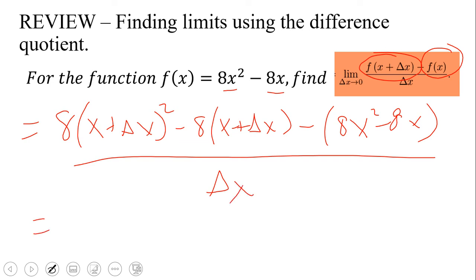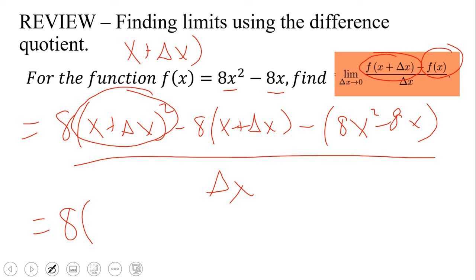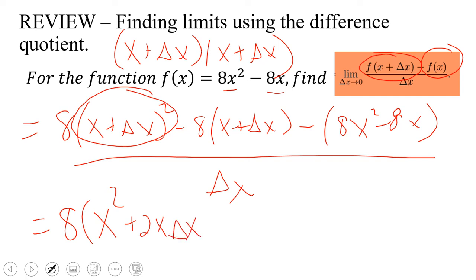So in my next step, I'm just going to do the numerator. So if I just do the numerator, I'm going to get an 8. And then I have to actually FOIL x plus delta x. So that's x plus delta x times x plus delta x. X times x is x squared. X times delta x is x delta x, and there would be 2 of them. So that's 2x delta x. And then delta x times delta x is the quantity delta x squared. So that's just what I get when I do the FOIL.